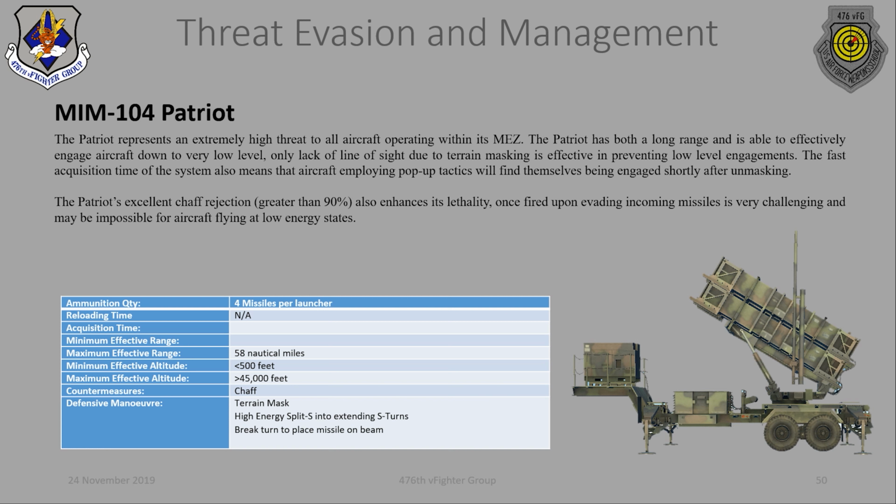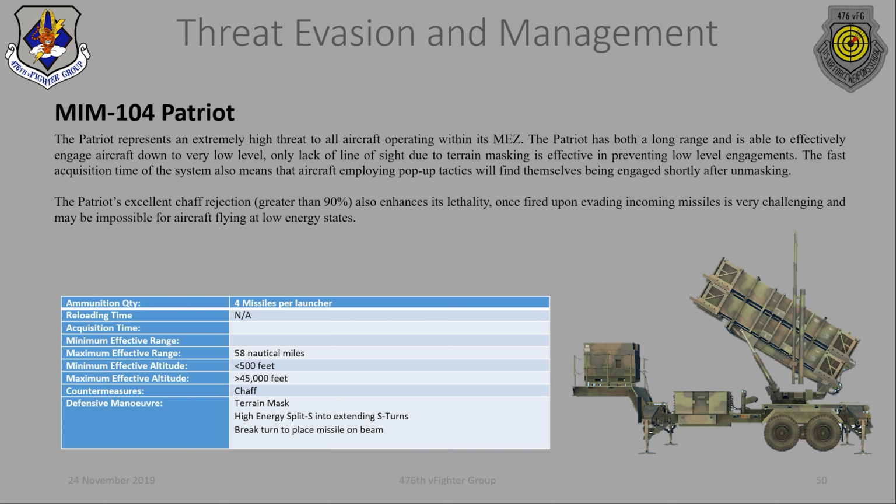Patriot then, in terms of capabilities, basically the same as the SA-10 in DCS at least. Again, greater than 90% chaff rejection. Very difficult to evade. Again, slightly longer range than the SA-10 in DCS at 58 miles. And again, 500 feet below and 45,000 feet plus. Really, same as the SA-10. Really, up to like 100,000 or so.